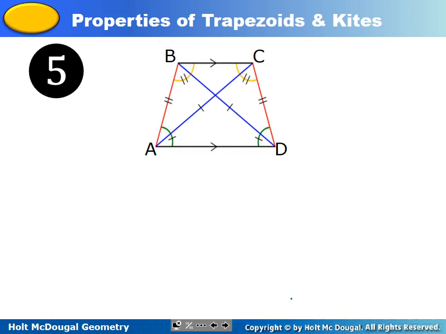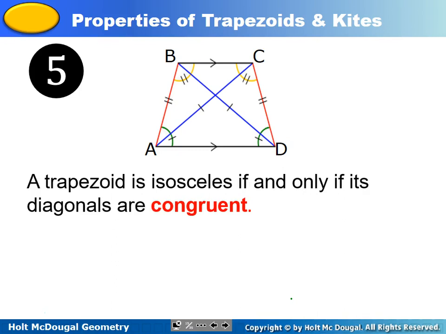Here again, we have an isosceles trapezoid because side AB and CD are congruent. And if that's the case, then the diagonals are congruent as well. So we know that AC and BD are congruent.